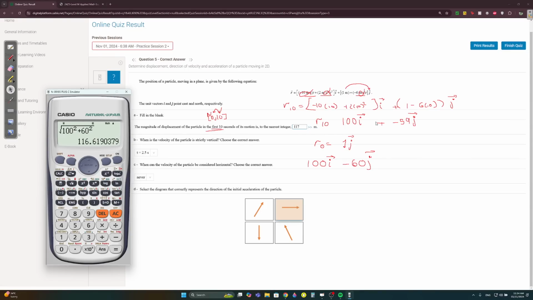Let me show you that if you didn't put this R0, it would be 59, right? If you didn't, which would be wrong, it would be 59.